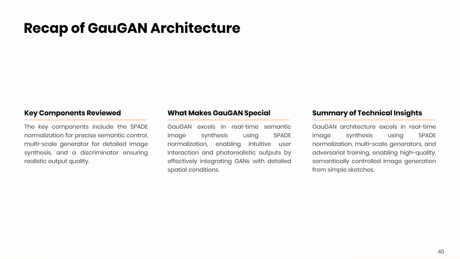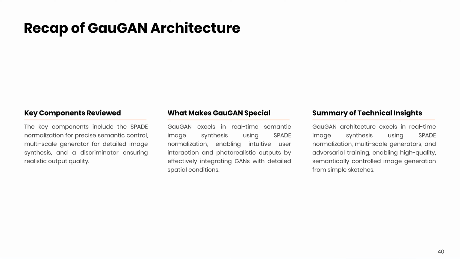Now we are going to discuss GauGAN beyond the sketch-to-photo pipeline and focus on three architectural pillars that make it both fast and faithful: SPADE, a multi-scale generator, and the discriminator. These elements work together to translate simple layouts into rich, believable scenes while keeping you in the driver's seat.